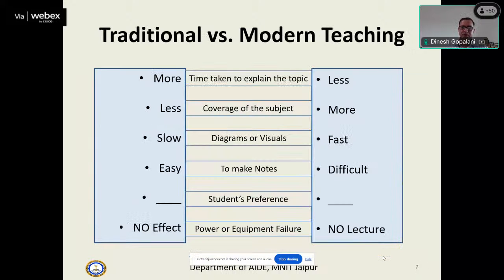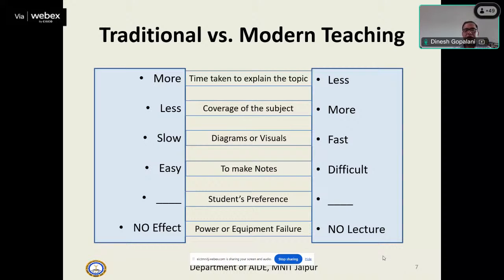Now the point is, okay, let us have another set of comparisons. So traditional versus modern. So left side we have traditional and right side it is the modern. So time taken to explain the topic, it is going to take more time for the traditional chalk and talk method, because everything, every small step you need to write, every diagram you have to draw actually on the board. So certainly it will take a lot of time, whereas this will be very quick, fast.